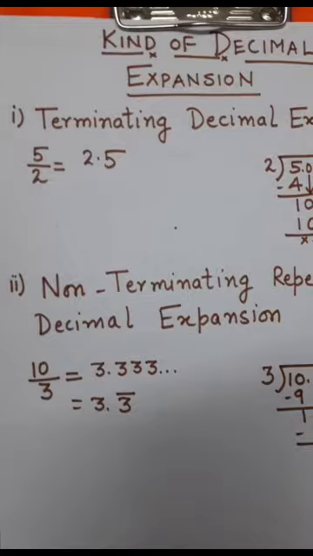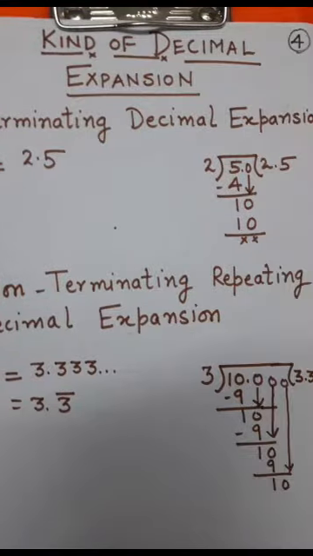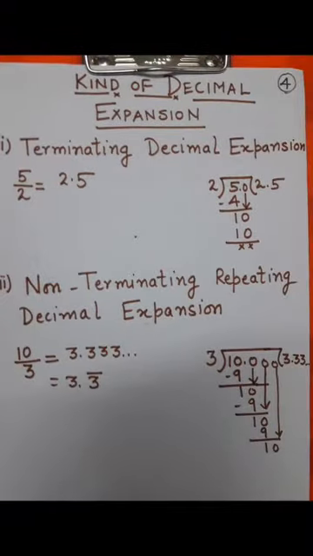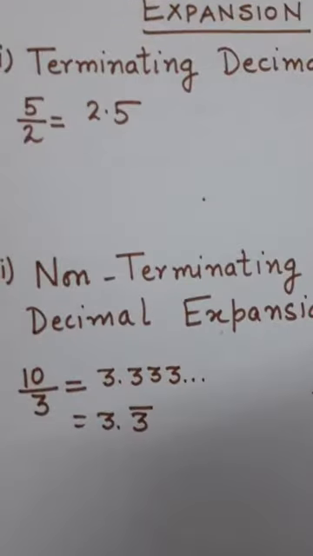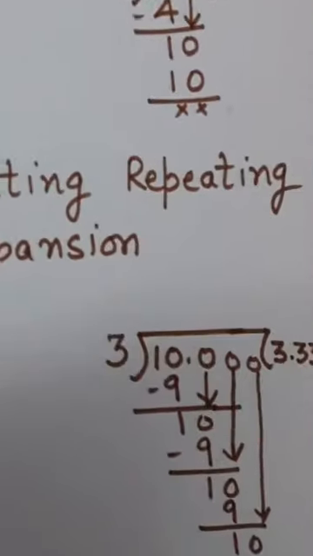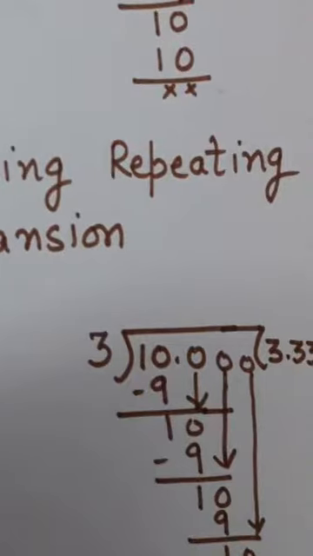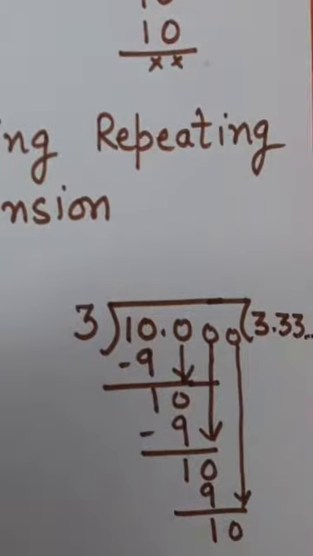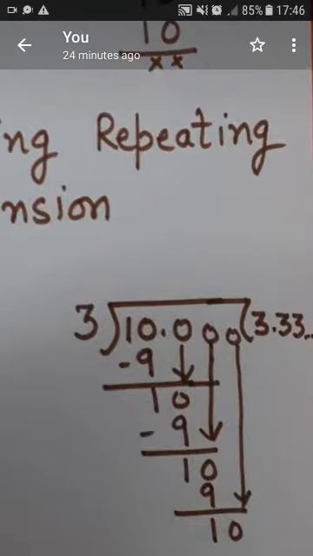Now, the second one. See here, the second one is non-terminating repeating decimal expansion. One example I have given you is 10 by 3. Let us divide and see. Here 10 is the dividend and it is divided by 3. 3 3s are 9. 9 is subtracted from 10. We are getting 1 here. We have to get remainder 0. We will try for it. Then we are getting remainder here as 1.